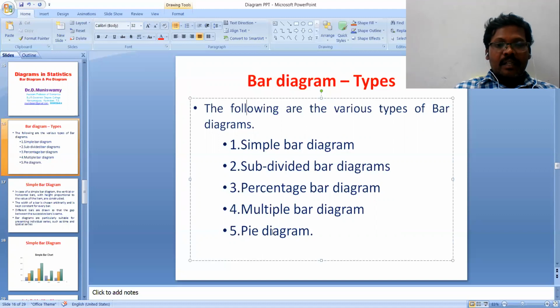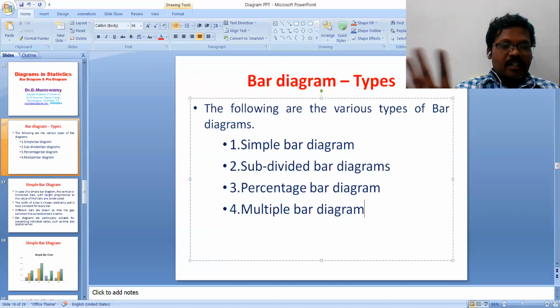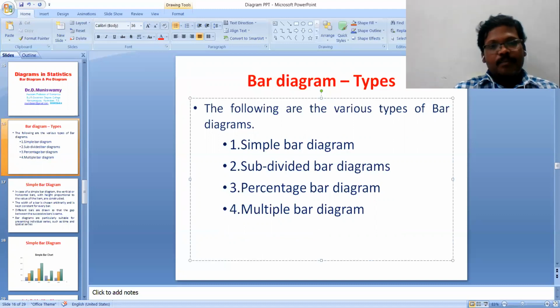Okay, the pie diagram is different. These are what are called bar diagrams. This pie diagram is completely different. So these are some important diagrams in this particular category.